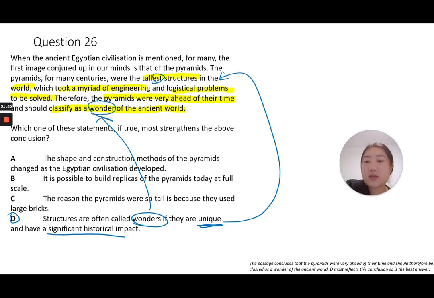And significant historical impact, it's related to this statement here. A myriad, a wide variety of engineering and logistical problems. So throughout history, that's why it's a significant historical impact. So D fully encapsulates this statement and strengthens it.